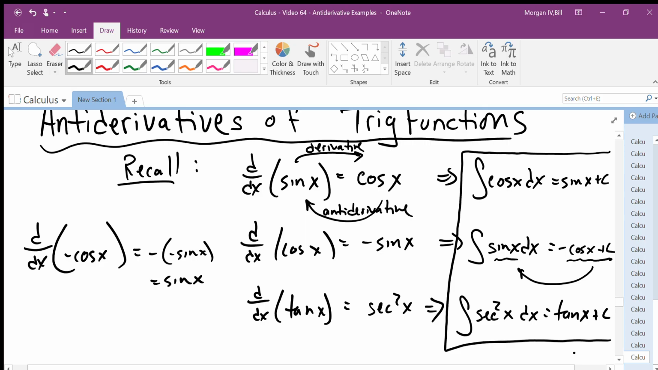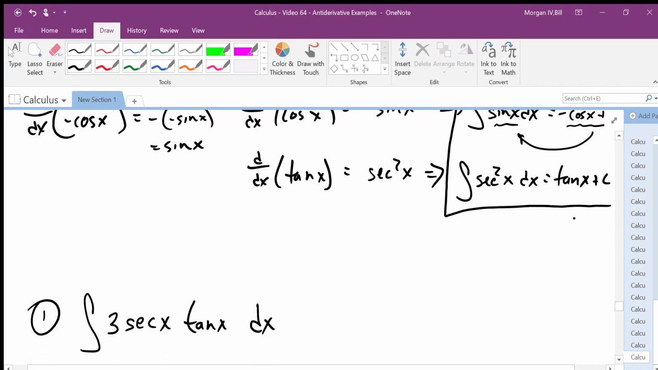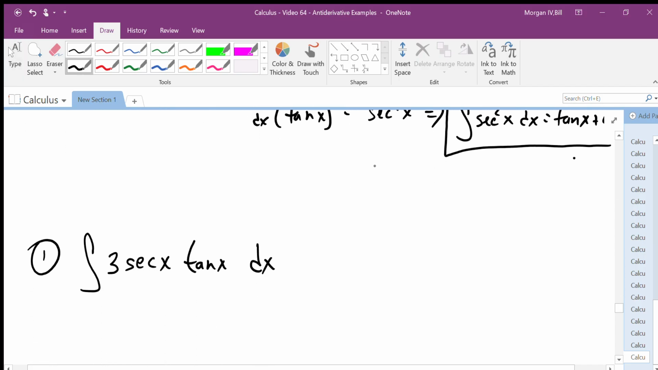It's just undoing the derivatives. You just kind of have to watch your negative signs a little bit. All right, similarly, let's keep going here. I'll come back to this problem in just a minute.